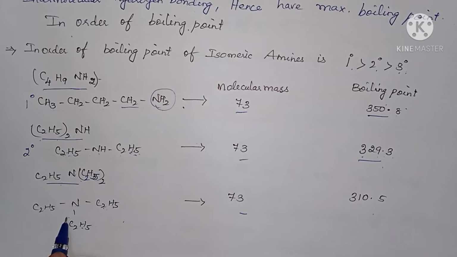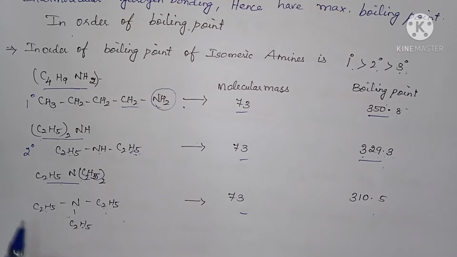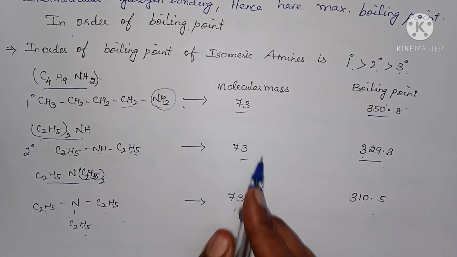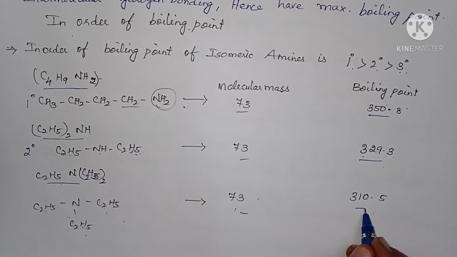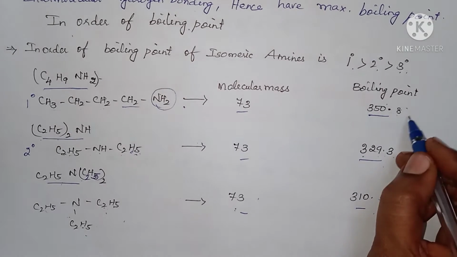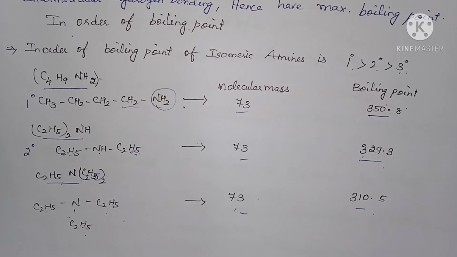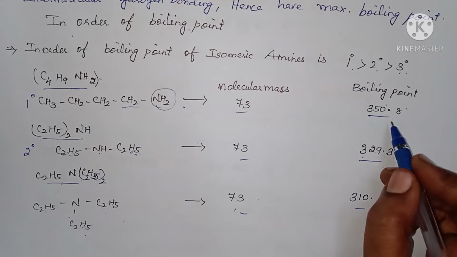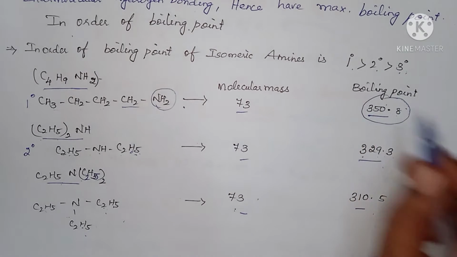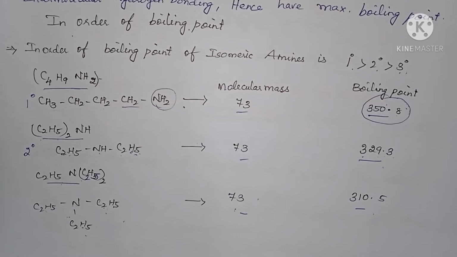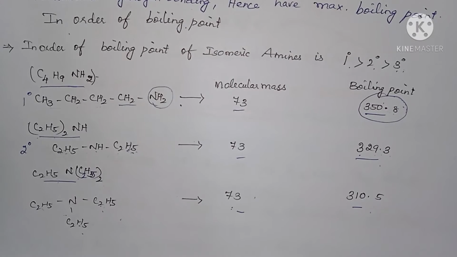Next, the third one is tertiary. Three hydrogens are completely replaced by alkyl groups. Same molecular mass but different boiling point, because the primary amine has the maximum number of hydrogen atoms, so its boiling point is also higher. They may ask all these things as MCQ points. Hope you got it.